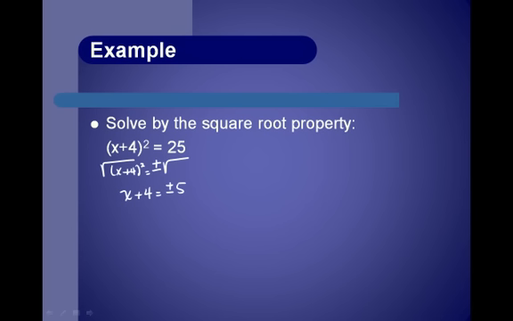Now, to get x by itself, we're going to subtract 4 from both sides. So we get x equals negative 4 plus or minus 5. Well, that's our two cases. The plus case is negative 4 plus 5, which is 1. The minus case would be negative 4 minus 5, which is negative 9.